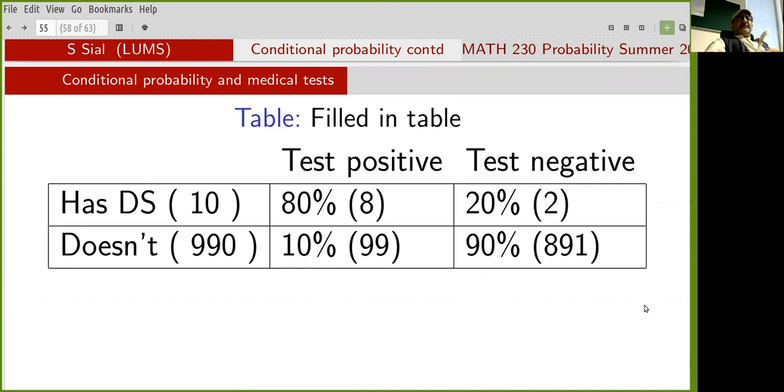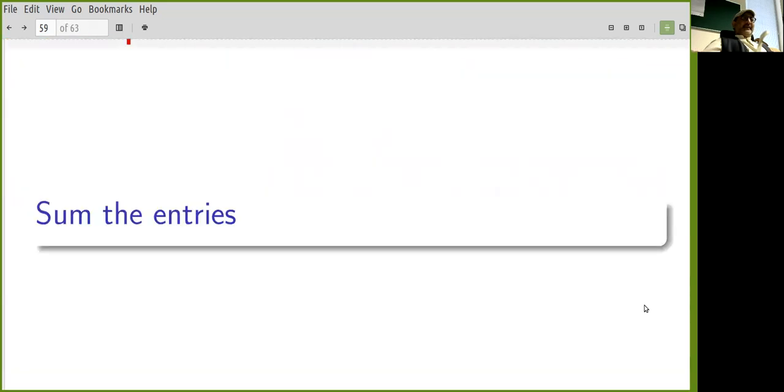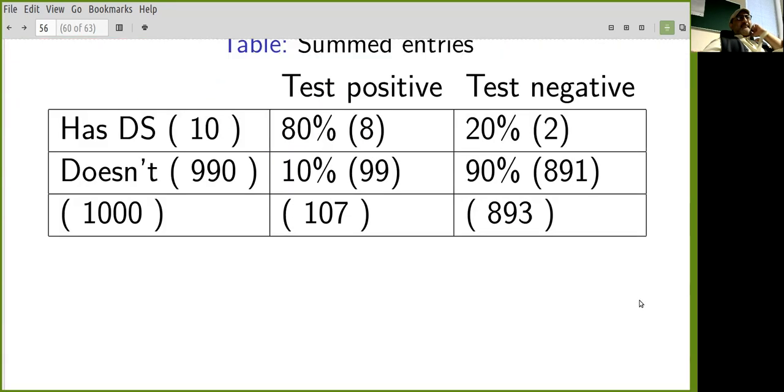You know, you don't have to make the table if you don't want to. I find that it helps. There's several things going on that I need to keep straight in my mind, so it's nice to make a table sometimes. Okay, now let's sum the entries. So yeah, it was 1,000 people. 107 will test positive, whether that test is accurate or inaccurate, and 893 will test negative. Does that add up to 1,000? Yes, it does.